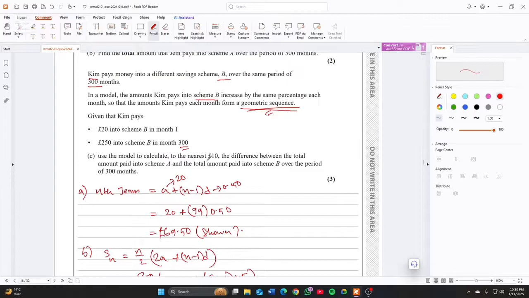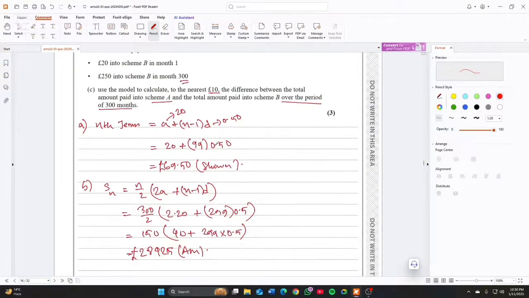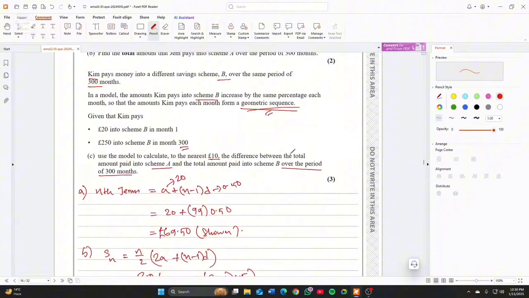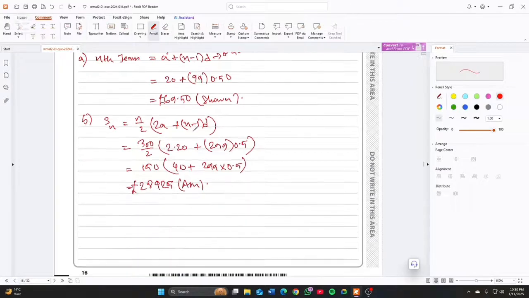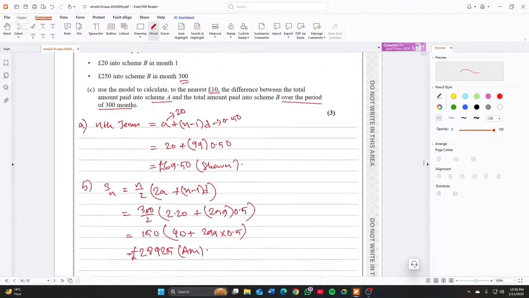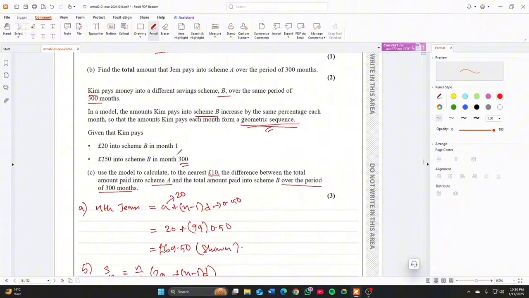So we use the model to calculate to the nearest 10 pounds the difference between the total amount paid into scheme A and the total amount paid into scheme B over the period of 300 months. So we have to calculate the difference. We already know the total amount paid for scheme A. Now we have to find the total amount paid for scheme B, which is a geometric progression. For the nth term of a geometric progression, the formula is a r to the power n minus 1. We know that a is 20.